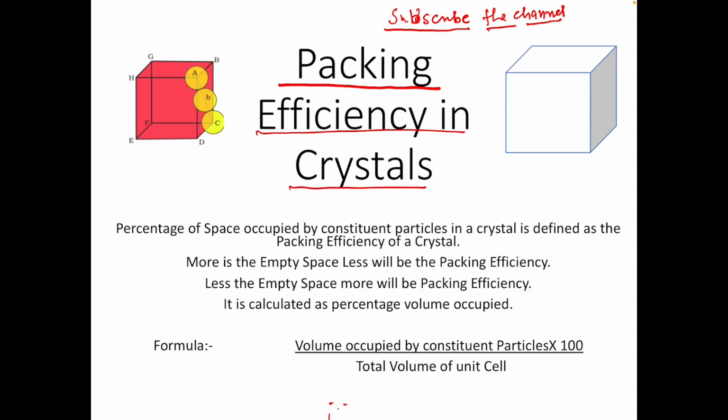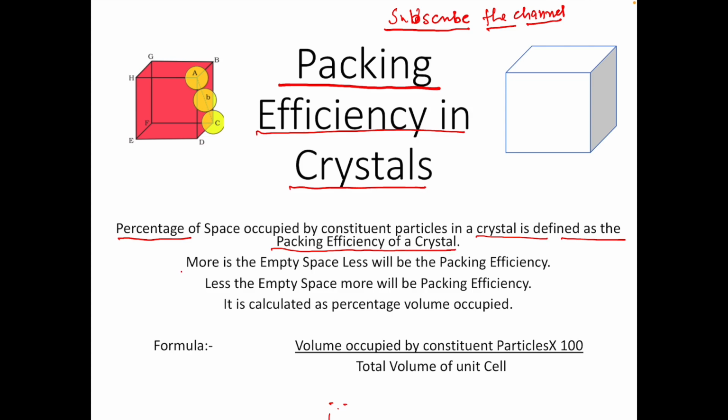It is the efficiency of constituent particles, given in percentage. It is the volume occupied by the constituent particles in a unit cell. So it is given by the percentage of space occupied by constituent particles in a crystal, and it is defined as the packing efficiency of a crystal.